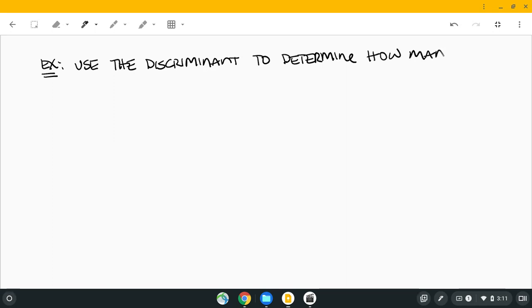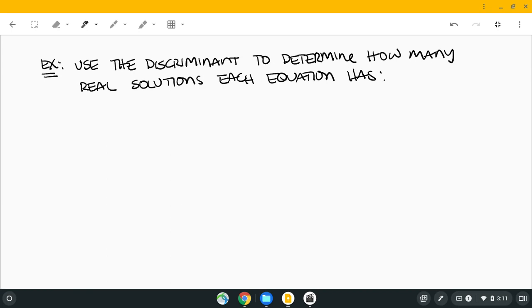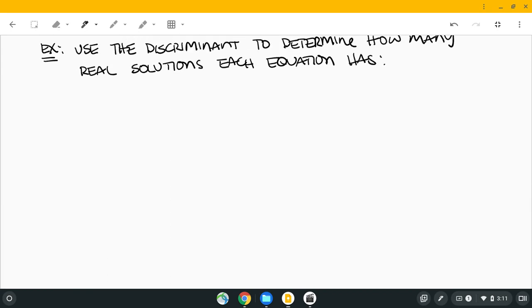All right, so let's take a look at some examples. Let's use the discriminant to determine how many real solutions each equation has. I'm going to have you try this one: 4x squared minus 12x plus 9 equals 0. Use the discriminant and tell me how many solutions you think this will have. Go ahead and hit the pause button and then come right back.